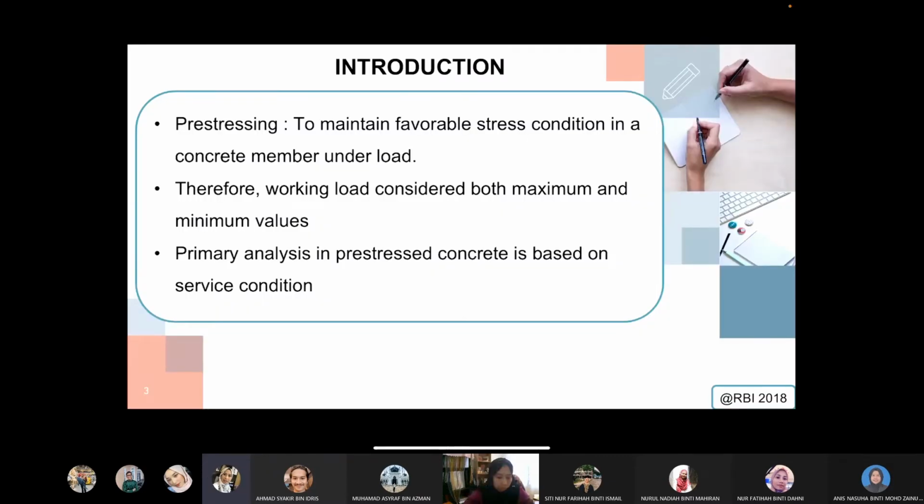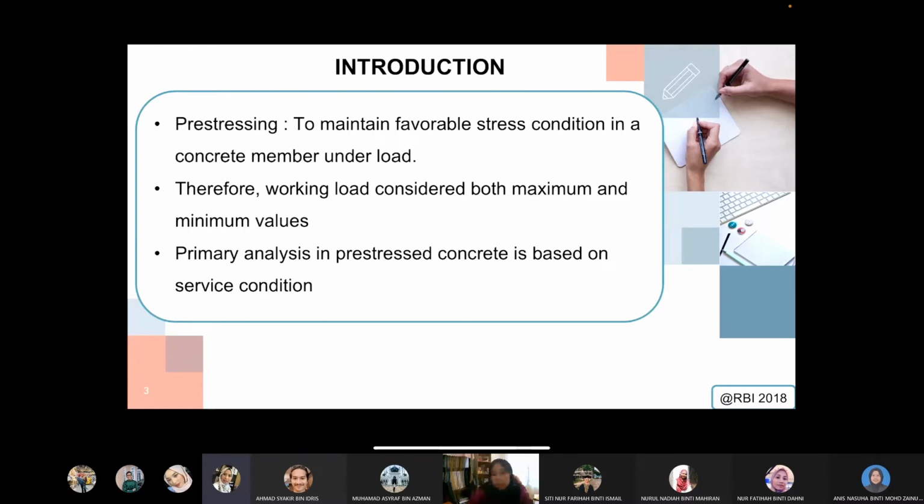Okay, so in terms of introduction, we say pre-stressing is to maintain favorable stress condition in a concrete member under load. So you have to retain the stress, because you already applied the stress, the tension. If you cannot maintain the stress, what will happen? The performance will reduce, and so on. Then you will not be able to get the optimum strength that you require from the pre-stress scheme.